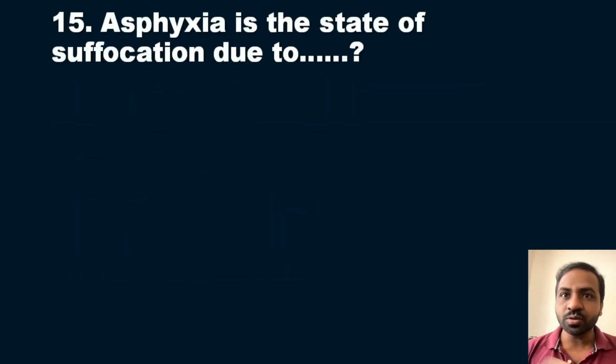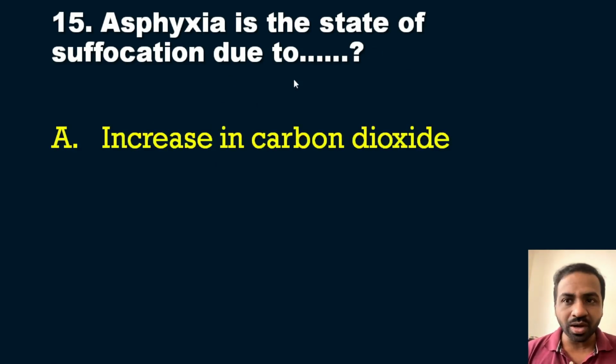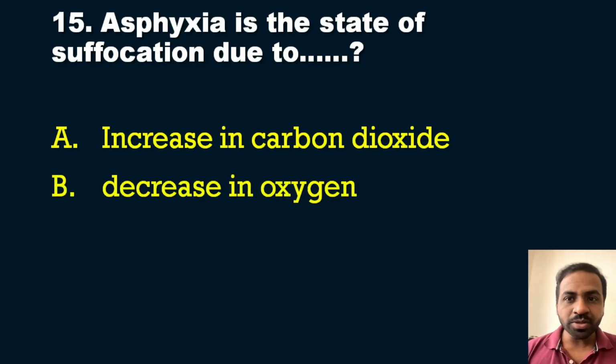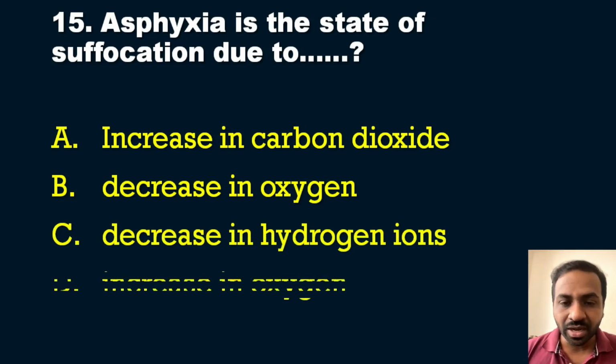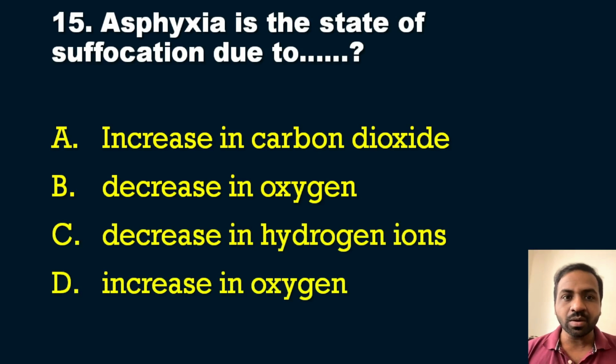Now we will move on to the last question in our series, the final question, and the question is: asphyxia is the state of suffocation due to dash. The options are: A, increase in carbon dioxide; B, decrease in oxygen; C, decrease in hydrogen ions; and D, increase in oxygen. So what is the cause of asphyxia? The answer for this question is increase in carbon dioxide.